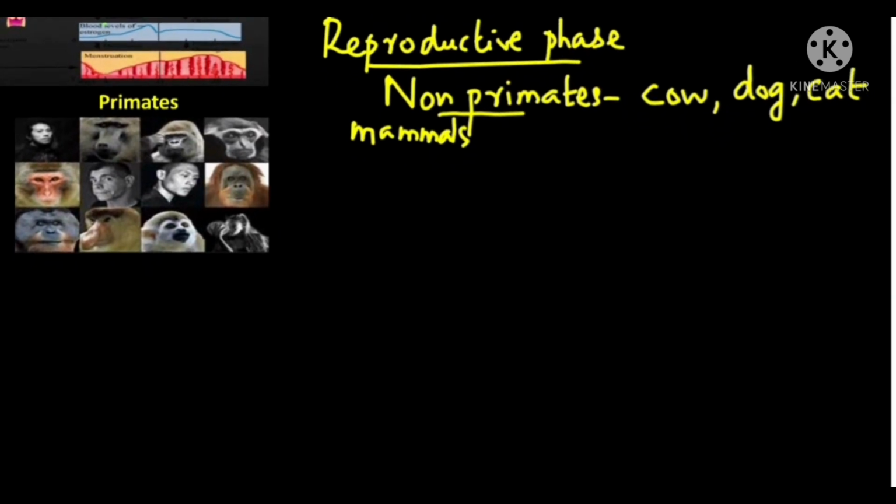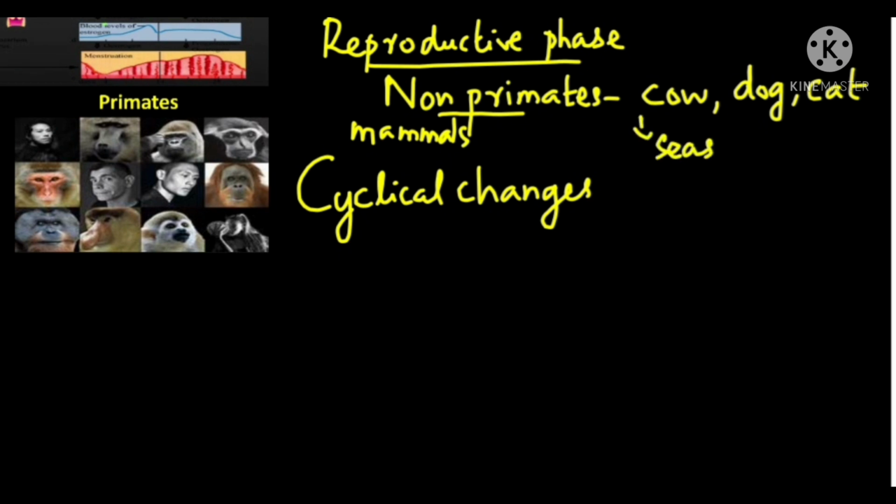If it is female, they'll undergo some changes in their ovaries. So that will happen as a cycle. So these cyclical changes. When they reach a reproductive age, they will undergo some cyclical changes. It's called cyclical because the changes repeat every season. You know, cows, dogs, cats and all, they are seasonal breeders. They are seasonal. During the seasons only they feel attracted towards the opposite sex. So that's why they are called seasonal breeders.